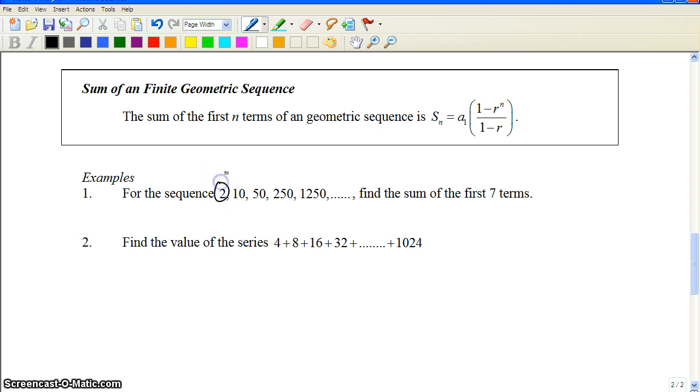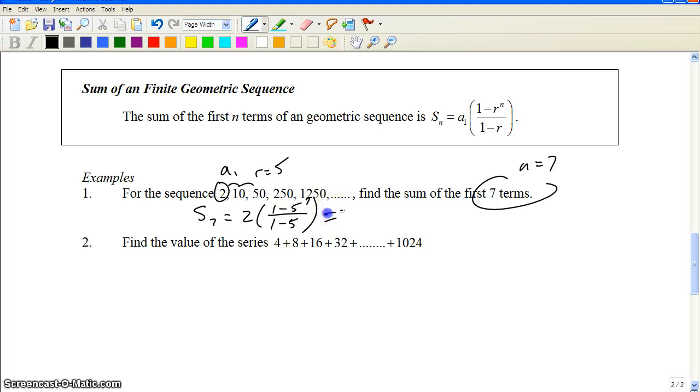Okay, so a sub 1 is going to be 2, right? We want to find 7 terms, so n is 7. The rate, what's the rate? You multiply by 5, right? You can get that by 10 over 2 or 50 over 10. So S sub 7 equals 2 times 1 minus 5 to the 7th power over 1 minus 5. By the way, I need you to type that in right now. Type that in your calculator and make sure you get the right answer.